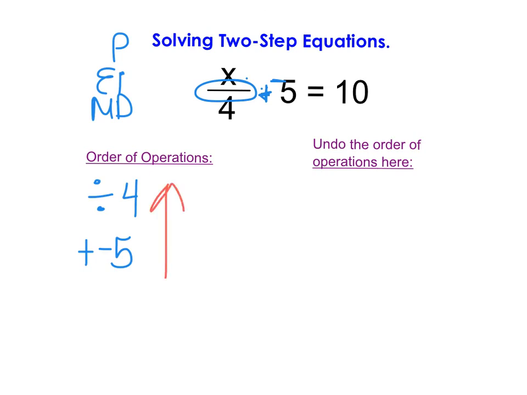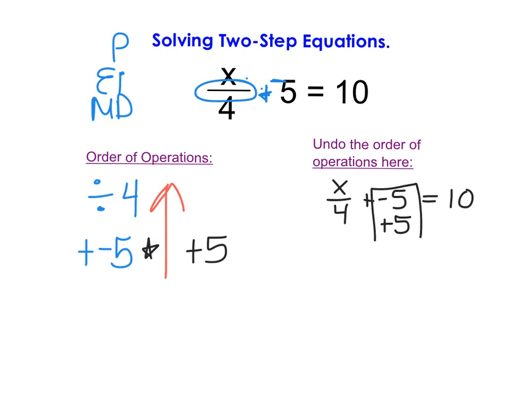So I undo my order of operations in reverse. So in order to undo this plus -5 here, I need to simply add 5 to each side. Doing so, -5 plus 5 will cause this to be 0. So then I add 5 to the right, so I have x over 4 is equal to 15. I then need to undo a division of 4 by multiplying by 4.